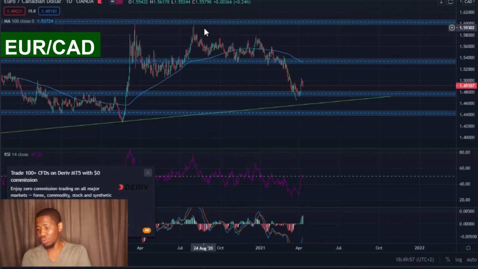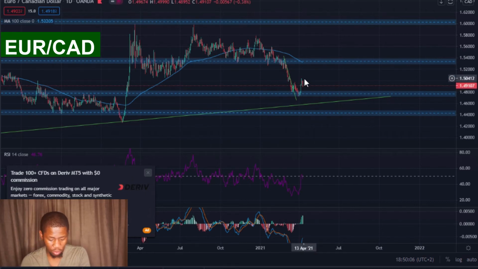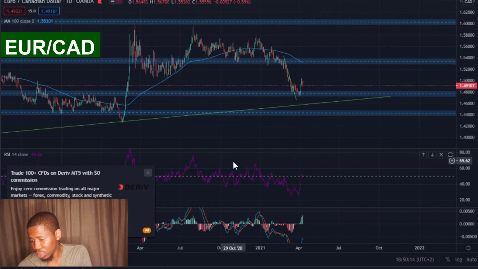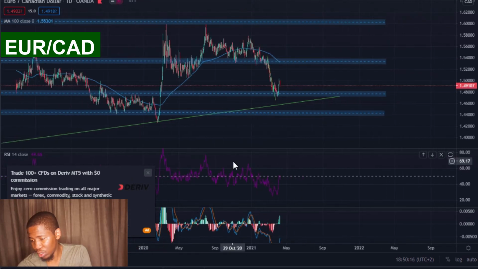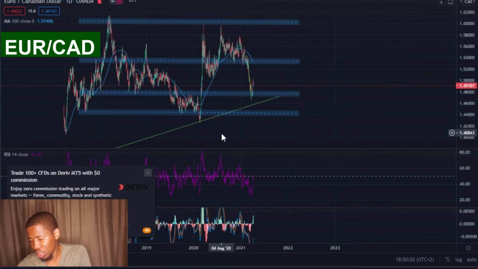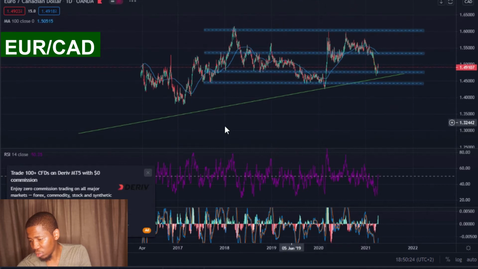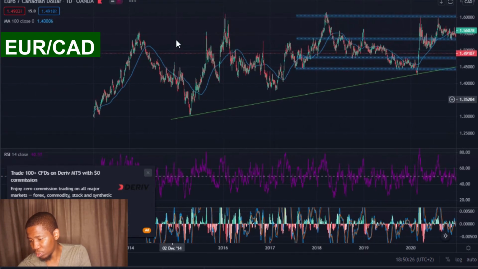So right now we're going to look at the euro CAD. With euro CAD, we're looking at the prospect of downward potential or a bullish potential. It's been bullish, as you can see here. There's been a lot of bullish momentum, albeit quite volatile.